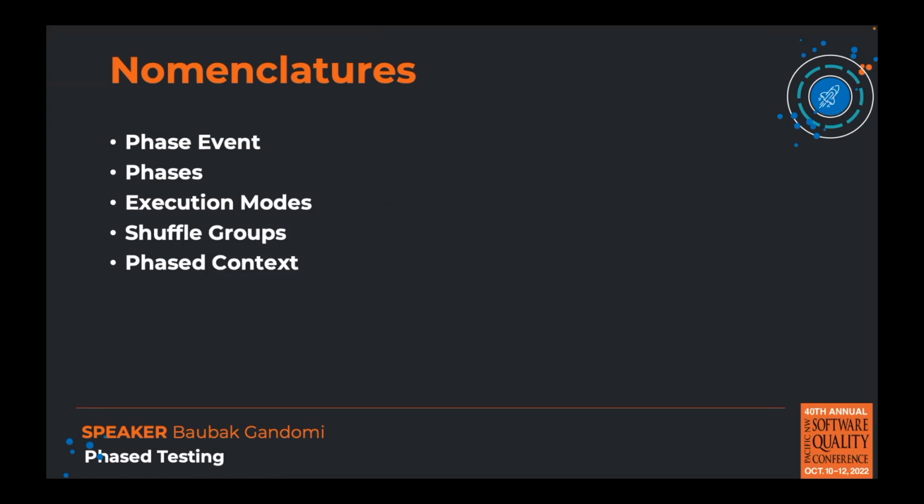Now we're going to move to more dedicated nomenclature which is dedicated to phase tests. And these are the following: phased events, phases, execution modes, shuffle groups, and phase contexts. I'll talk about each and every one of these.